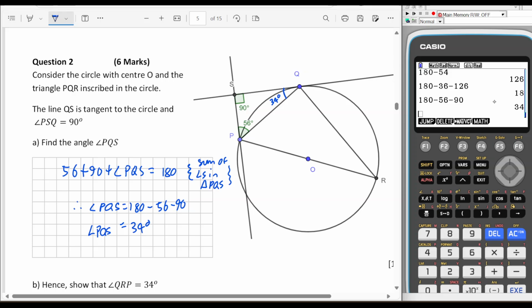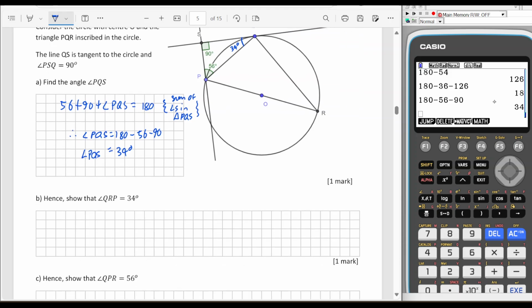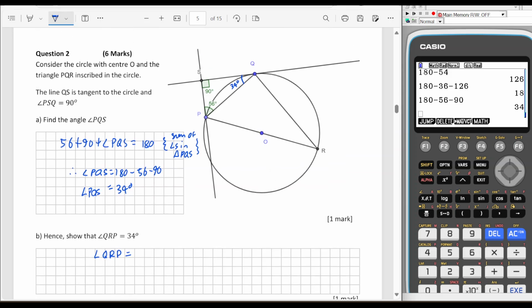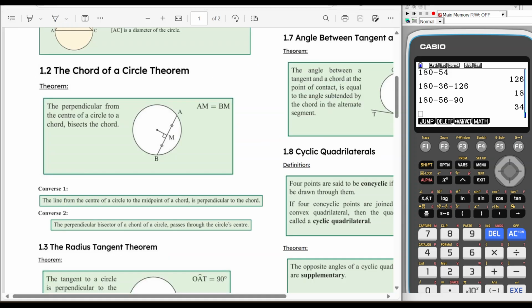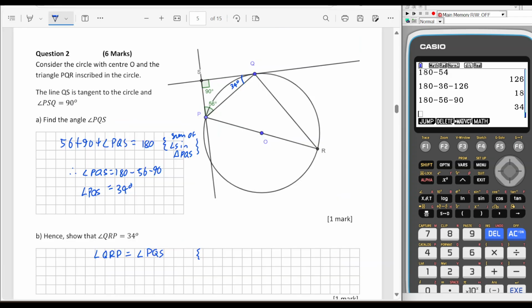Now, next is to show that QRP equals 34. Angle QRP equals angle PQS. Now this is, I think it's the tangent chord one. Yeah, this one. Angle between tangent and a chord. So angle between tangent and chord theorem, which equals 34 degrees. That's what you wanted. So that's 34 down there.